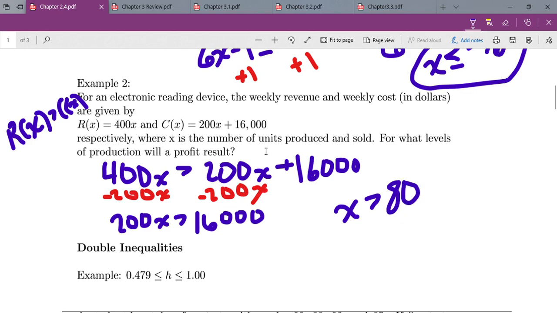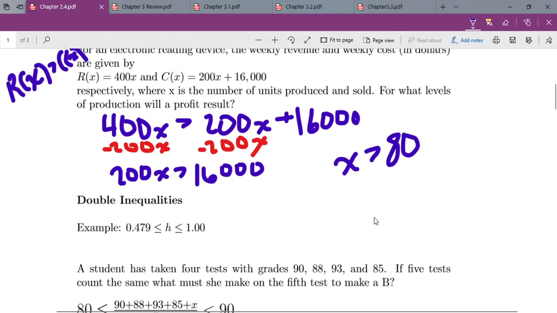So we need to produce more than 80 units in order to result in a profit. If you just make 80 units, you're not making a profit yet. You have to actually make more than 80 units. So here's where you have to read into the context of the problem. If you're making something, you can't make a half of something and still make money. Can't make half of an iPhone and make money, I wouldn't think. So if you're going to make a unit to make money, you would need 81 or more units in order to actually make a profit for the week.